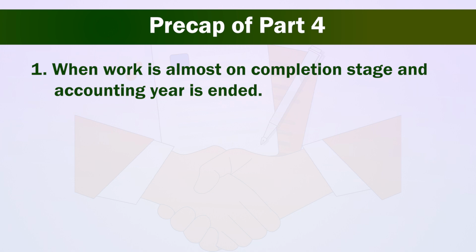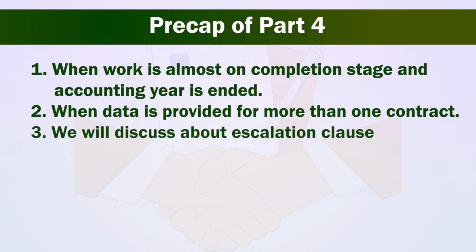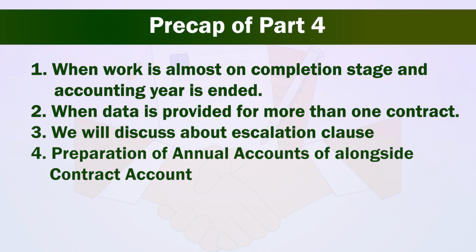In part 4, we will study number 1, when work is almost on completion stage and accounting year is ended. Number 2, when data is provided for more than one contract. Number 3, we will discuss about escalation clause. Number 4, preparation of annual accounts of a long-term contract.